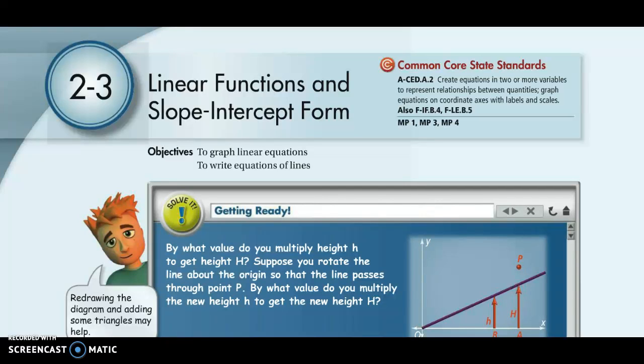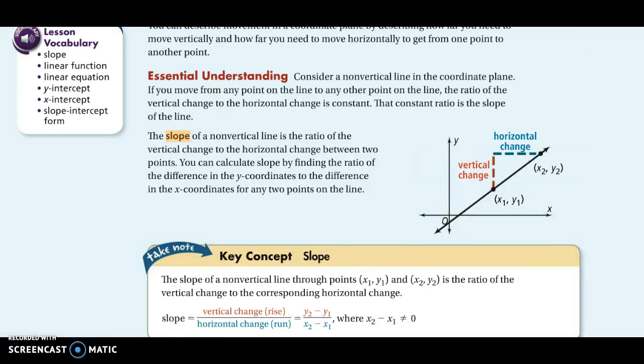Hi, in this video we will be going over section 2.3, which is on linear functions and slope-intercept form, hopefully concepts that you're familiar with from Algebra 1. First thing we're going to talk about is slope. Slope of a non-vertical line is the ratio of the vertical change to the horizontal change.